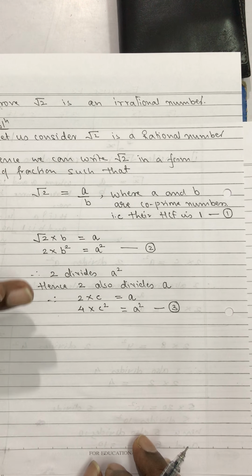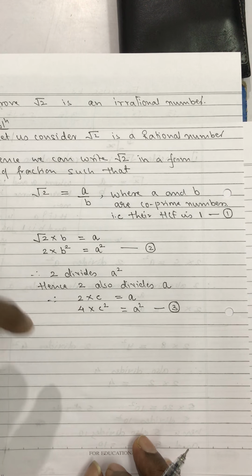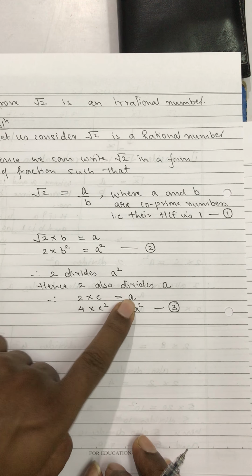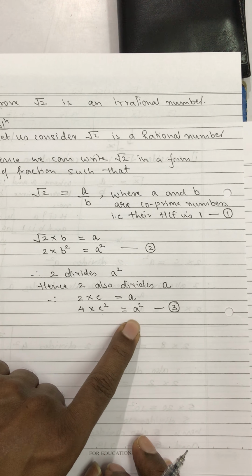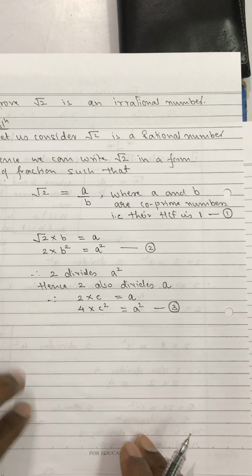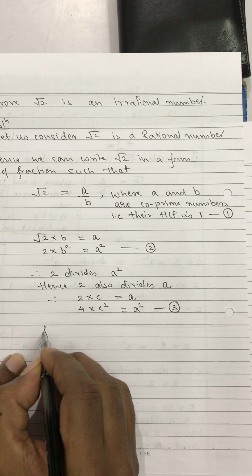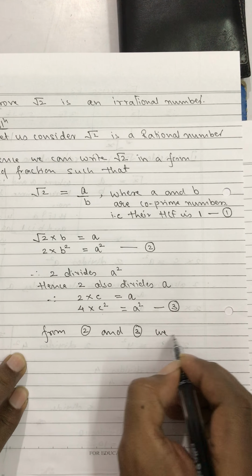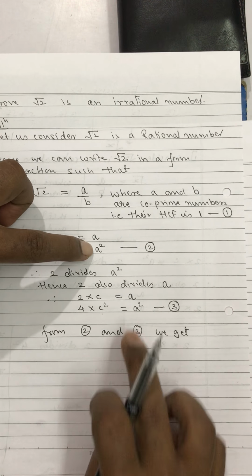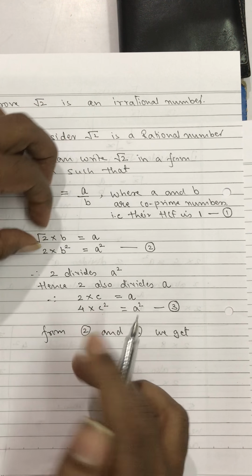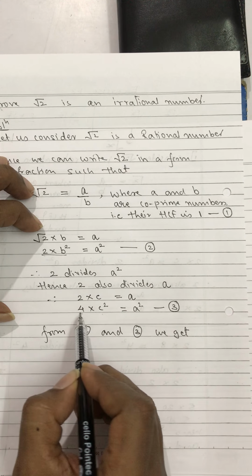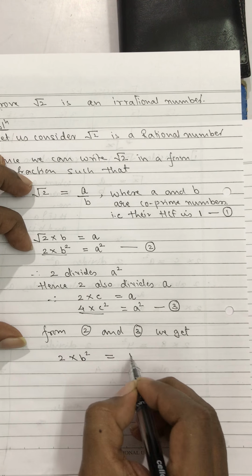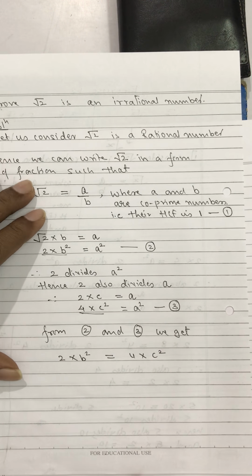That means now again I will convert it into mathematical form: 2 into something. This time I will have to take some other variable. b is already taken. c is equal to a. And now this is a square. I want one more a square over here. So 4 into c square is equal to a square. Why did I do that? Because from equations 2 and 3 we get: this is a square, this is a square. So these two have to be equal, right? What do we get? 2 into b square is equal to 4 into c square, right?